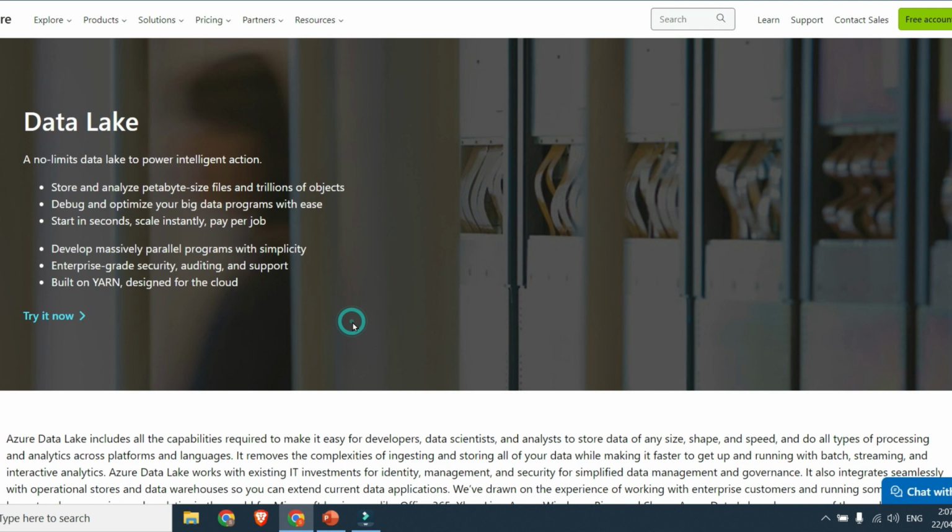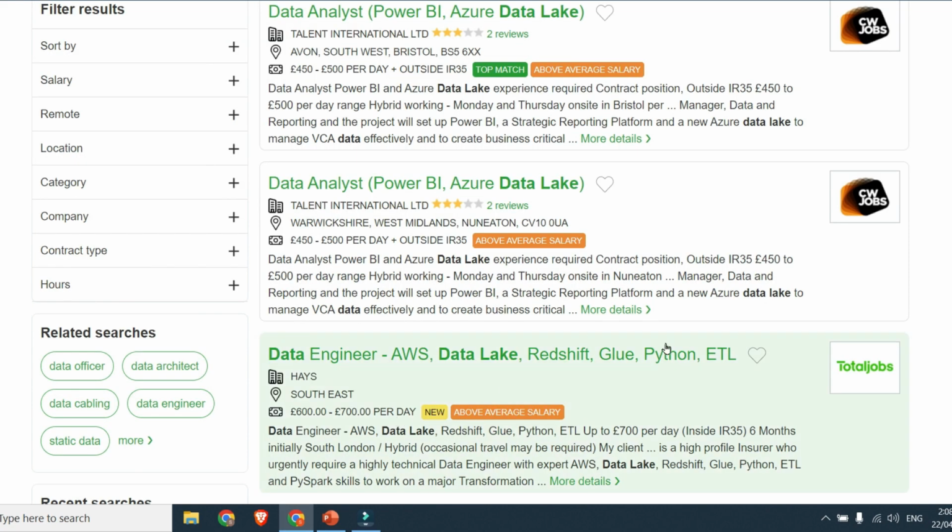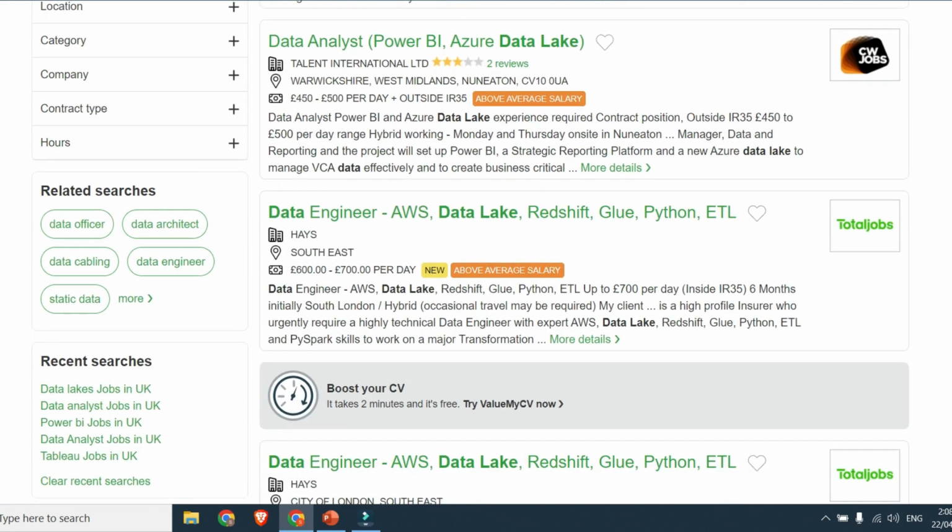So again, this is really a buzzword. A lot of companies are starting to use it. It's really, really recent. So if you can learn data lakes now, I've actually had a look at the jobs. Check this out. In the UK, there's 910 jobs, average salary £81,000. Check out these jobs. Data Analyst, Power BI, Azure Data Lake. There you go. It's £500 per day. Again, £500 per day, another job. £700 per day. This has got some more stuff in it, but you can see what I'm saying here.